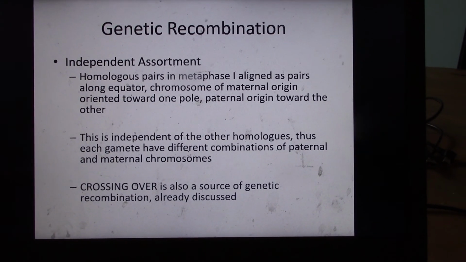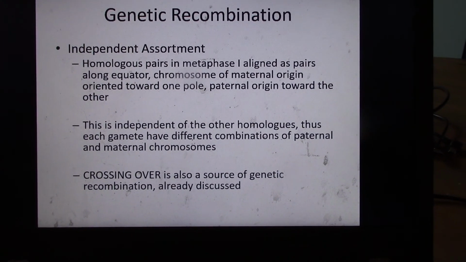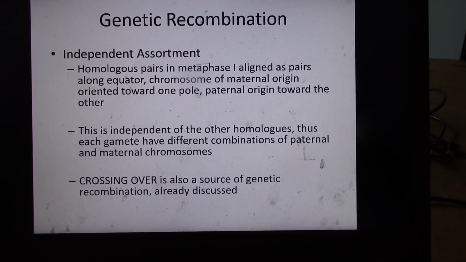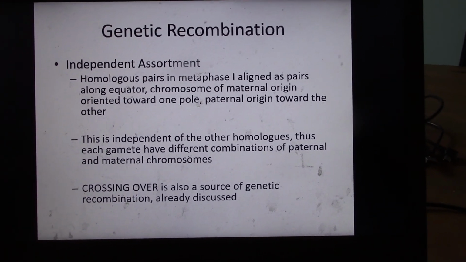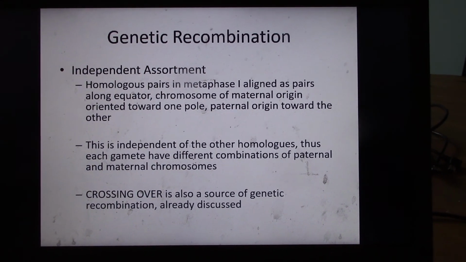So segregation tells us that alleles of the same trait are not linked. The law of independent assortment tells us that genes of different traits are also not linked when gamete assignment happens and crossing over occurs. Okay, so let's visualize this a little bit more.